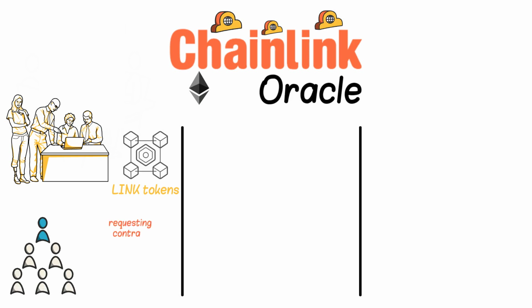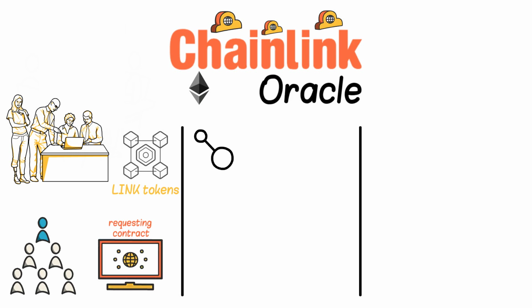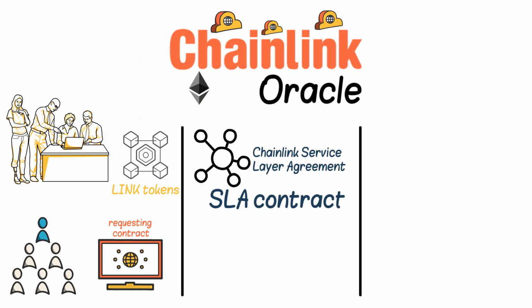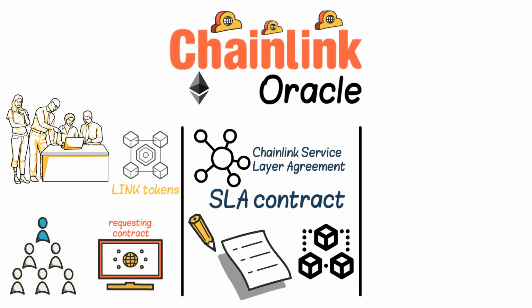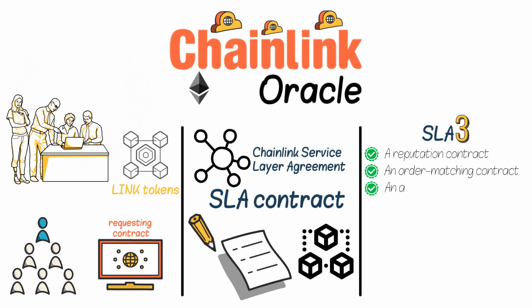So, to get things started, a requesting contract must be created requesting off-chain data. Next, the Chainlink algorithm will process this request into a matching Chainlink service layer agreement, or SLA contract. This SLA contract can then retrieve the information not found on the blockchain. Once this data has been retrieved, the SLA will then create 3 separate contracts: a reputation contract, an order matching contract, and an aggregating contract.